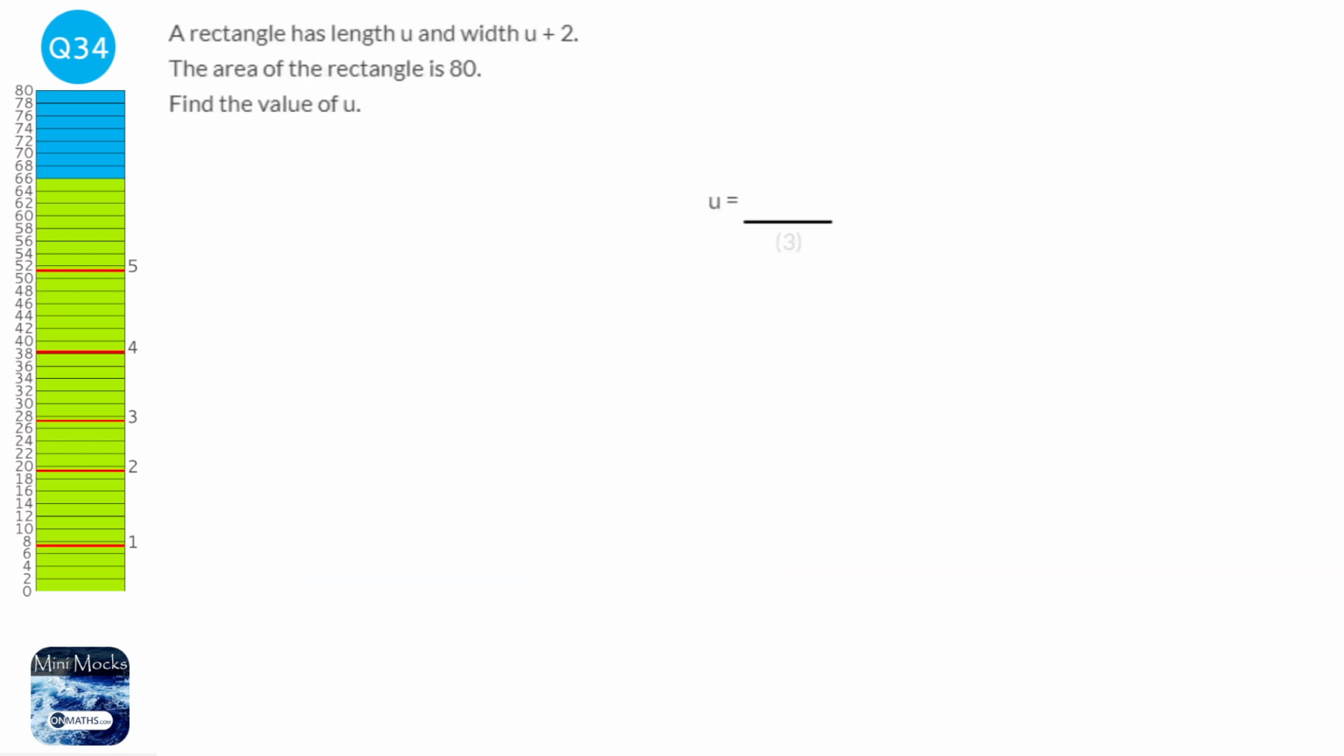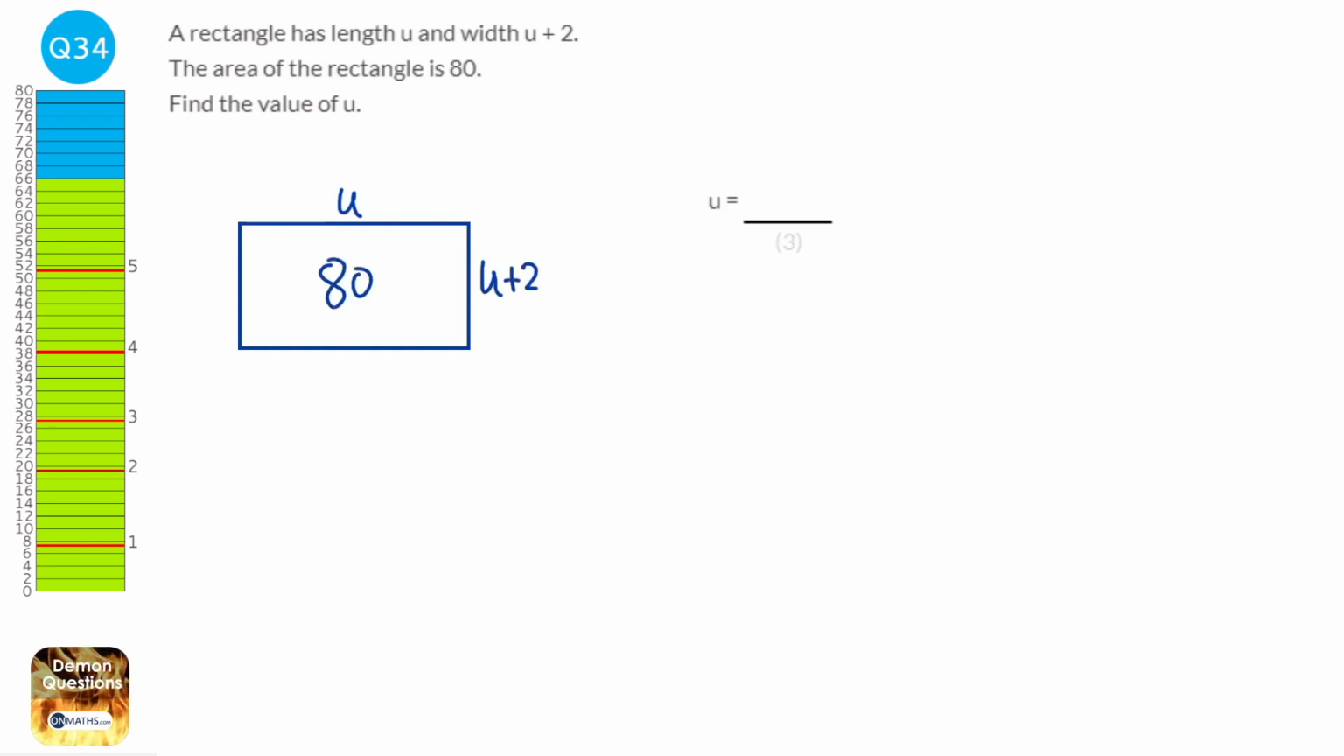So we're told the length of this rectangle is u, and the width is u plus 2. Doesn't matter which way around we do it. And we're told the area is 80. So we can actually write an equation from this. So u times u plus 2, so that's the length times the width, is equal to the area, which is 80. So let's expand this.